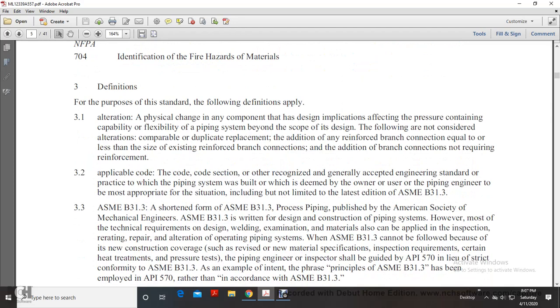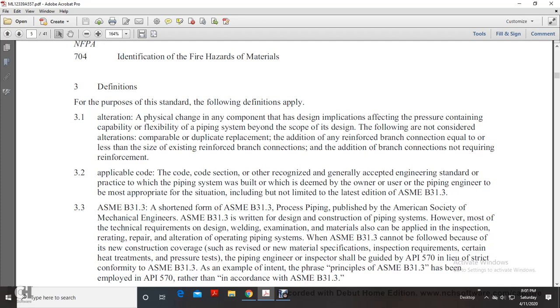3. Definitions. For the purposes of this standard, the following definitions apply. Alteration: a physical change in any component that has design implications affecting the pressure-containing capability or flexibility of a piping system beyond the scope of its design. The following are not considered alterations: comparable or duplicate replacements; in addition, the addition of a reinforced branch connection equal to or less than the size of the existing reinforced branch connections, and the addition of branch connections not requiring reinforcement. Applicable code.